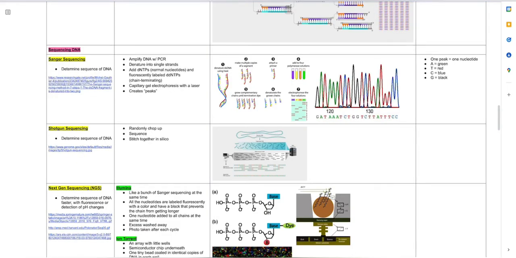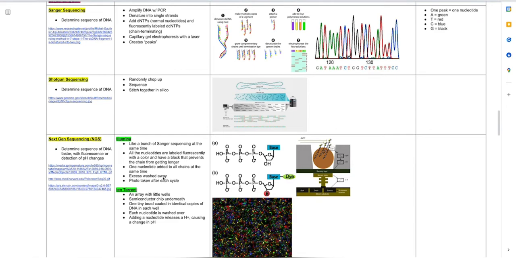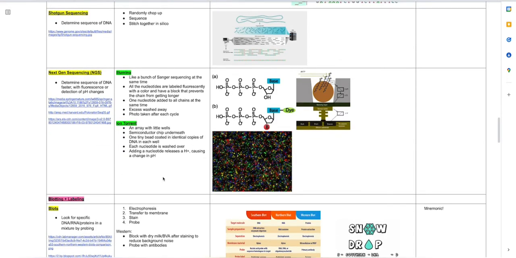So now we'll talk about next generation sequencing, or NGS, and this is really just so cool. The purpose of this is basically to determine the sequence of DNA, but to do it faster than the previous techniques. It uses either fluorescence or detection of pH changes to do so. I'll talk about Illumina and Ion Torrent sequencing, which are both trademarked techniques. Illumina is basically like a bunch of Sanger sequencing, but at the same time.